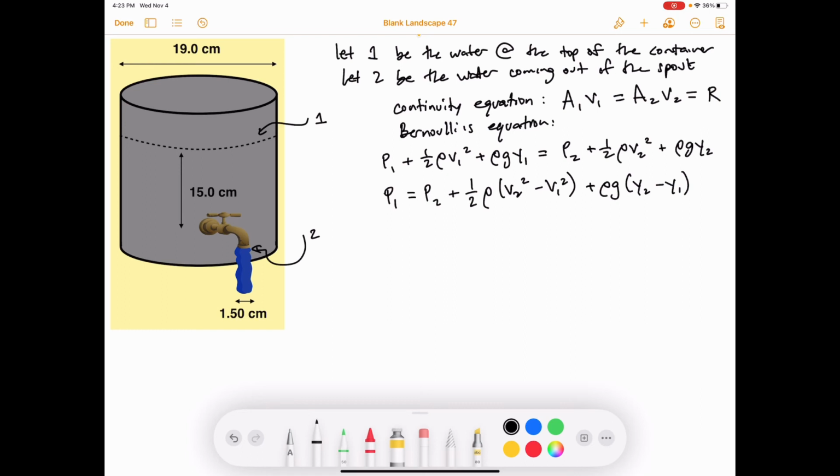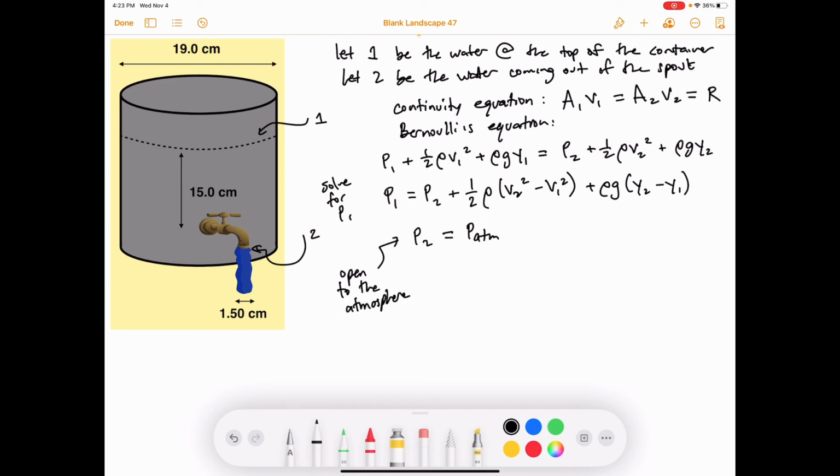So what do we know about all of these different variables? Because I want to solve for P1. Well, I know that P2 is atmospheric pressure because the fluid coming out of the spout is open to the atmosphere.